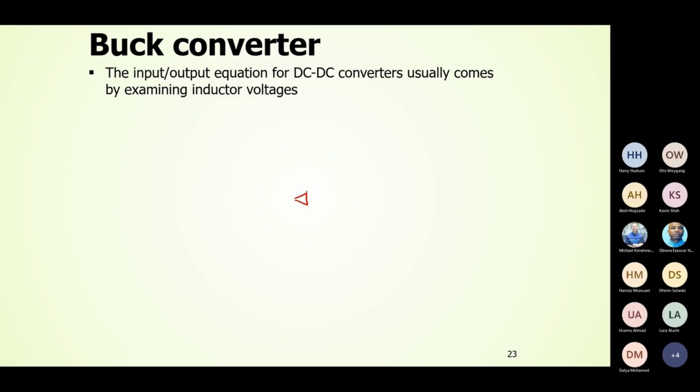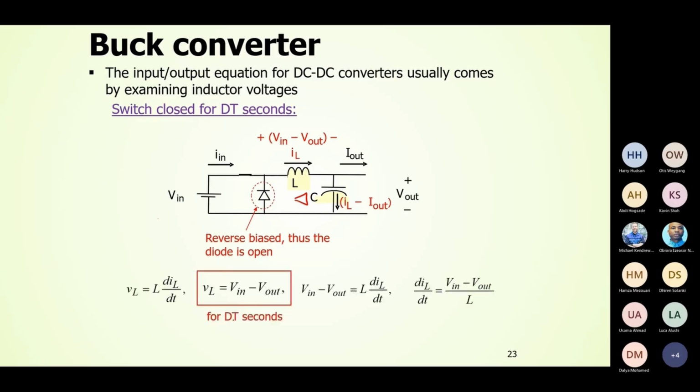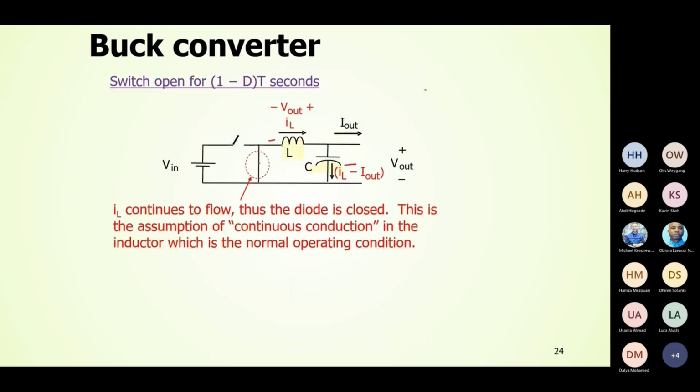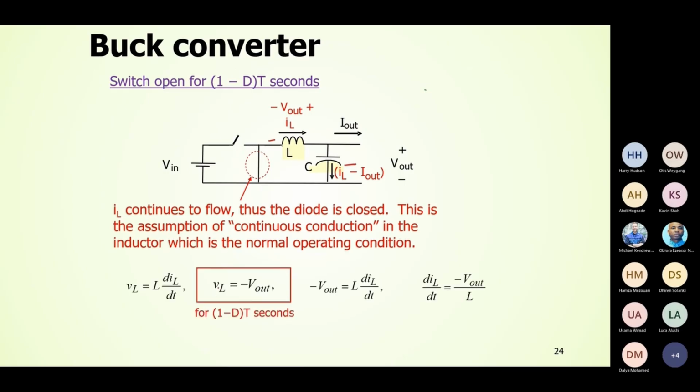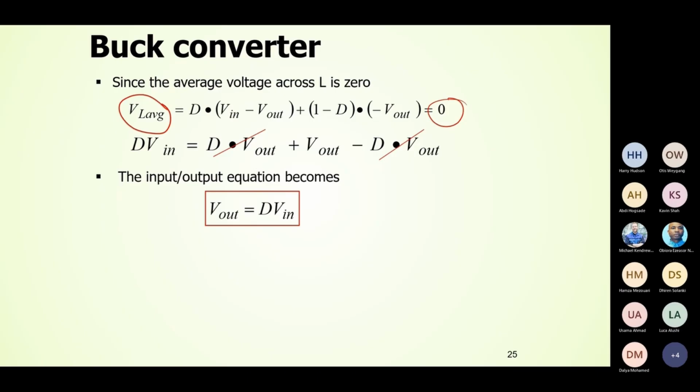Then we can apply this formula. When the switch is closed, the voltage across the inductor is V in minus V out, and similarly the current is IL minus I out. We find this formula when the switch is on. Similarly, when the switch is off, we also find the condition of our load voltage. Then just by averaging the inductor voltage VL, we obtain this formula, and you know that the average voltage across an inductor is equal to 0.